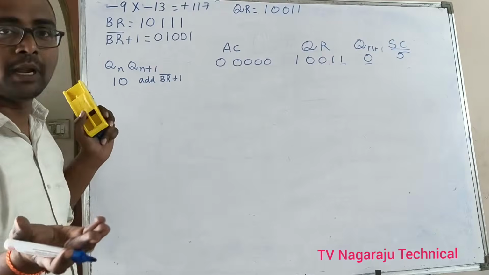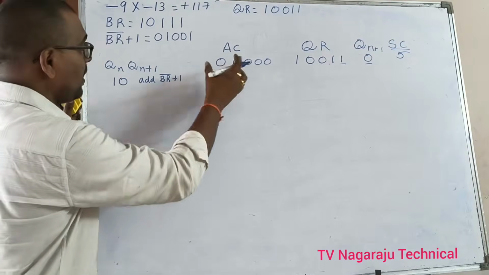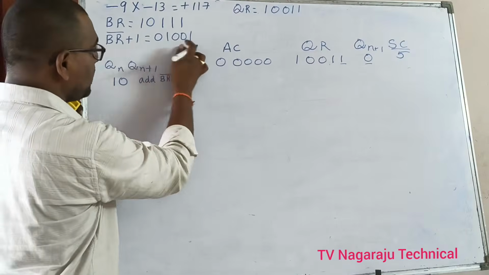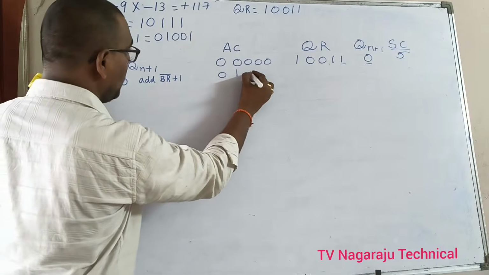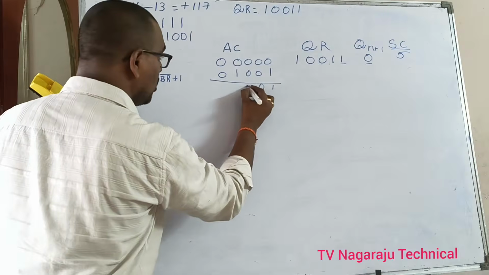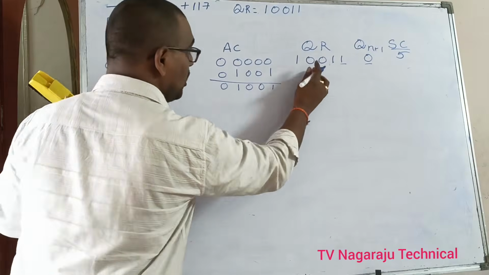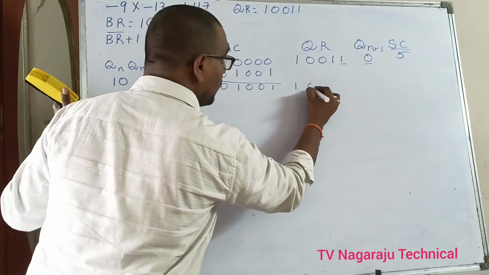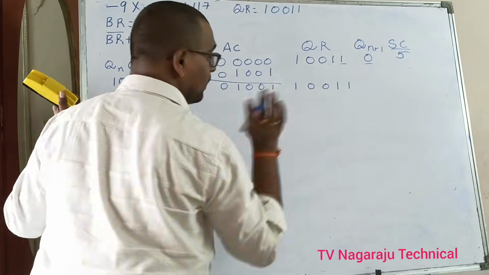That is, in the sense, subtraction. So BR plus 1 for AC. So what is BR plus 1? This one, 0, 1, 0, 0, 1. Do the addition: 1, 0, 0, 1, 0. I will write down for easy understanding: 1, 0, 1, 1.